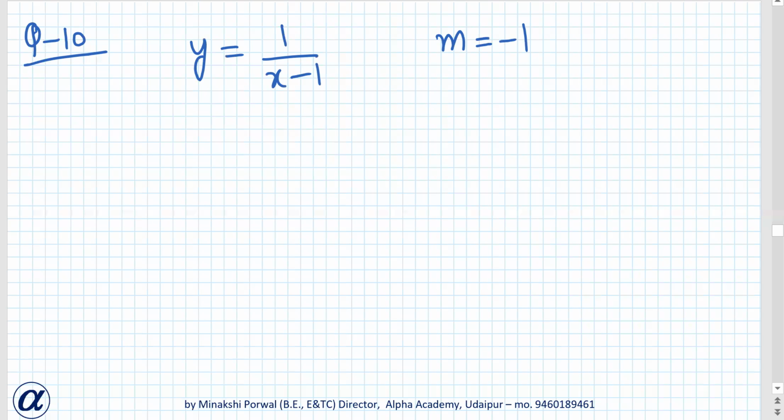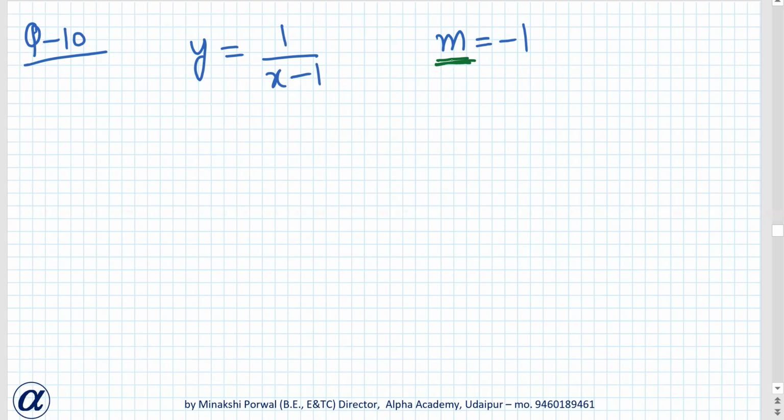Now, what should we do? How should we solve it? m is equal to dy by dx, that is the slope. So first of all we will differentiate this given curve, so dy by dx is equal to minus of 1 by x minus 1 the whole square.